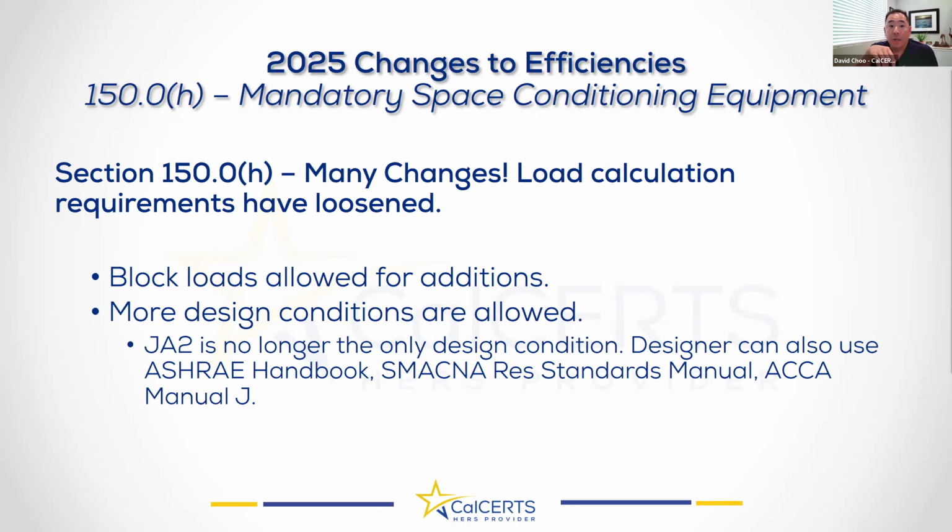Another thing that's changed is that they're going to allow for more design conditions to do load calcs, right? I think J2 used to be the only design condition allowed in California, and a lot of people complained about that because it's a lot more stringent than some of the others. So with the updated regulation, a designer can now use the ASHRAE handbook, the SMACNA Residential Standards Manual, and of course, ACCA Manual J, which a lot of you are probably familiar with. So that's changed.